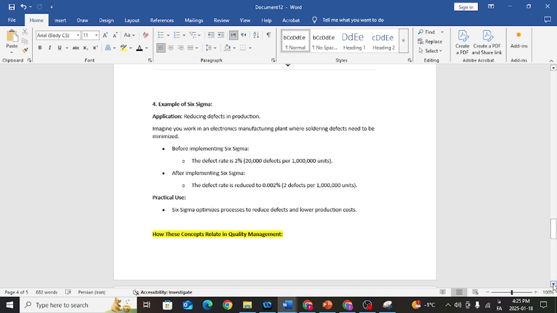I have a confusion about this. The defect rate is reduced to 0.002%. I mean 2 defects per 1 million units. Six Sigma optimizes processes to reduce defects and lower production costs.